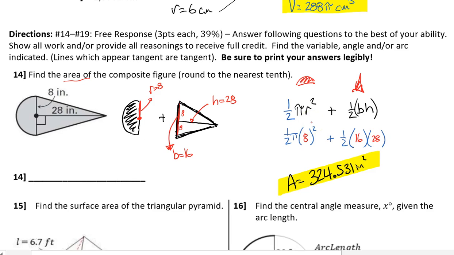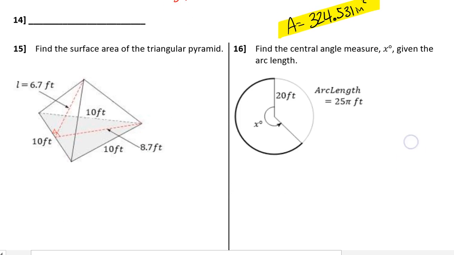A lot of us didn't multiply by a half because it's a half of a circle. That's how we can modify the original formula on the formula sheet to help us find the half of a circle. Question 15 and 16.